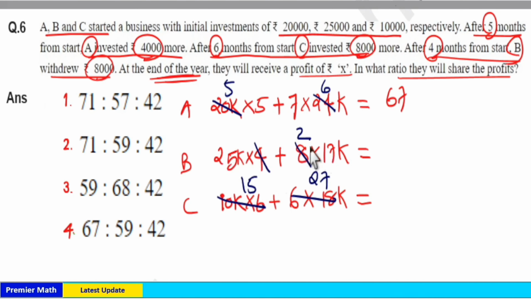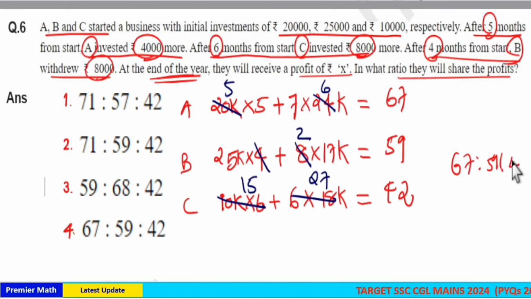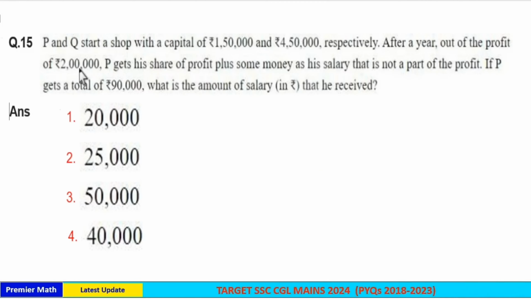25 plus 34 is 59. And 27 plus 15 is equal to 20 plus 10, 30, 42. Now 67 is to 59 is to 42 is the ratio. Option 4 is your answer.